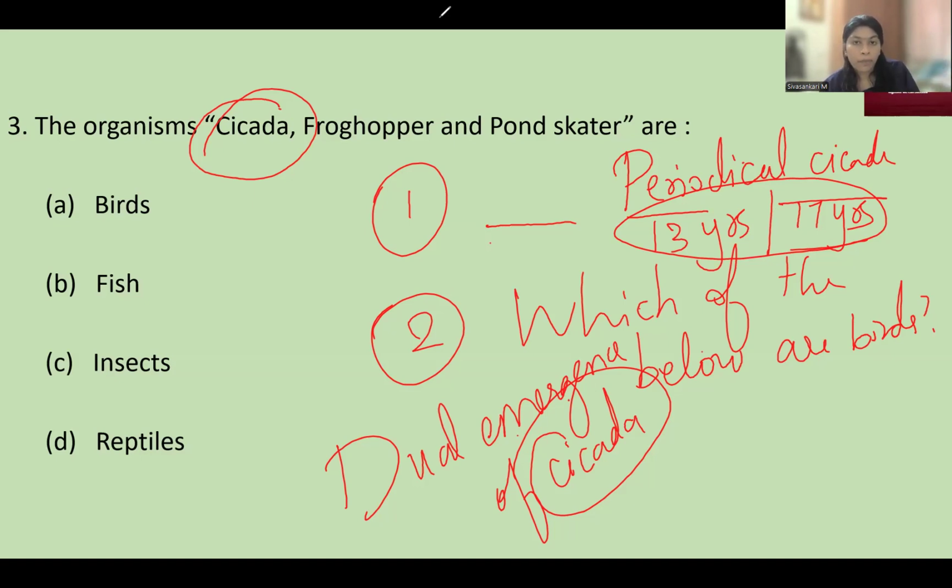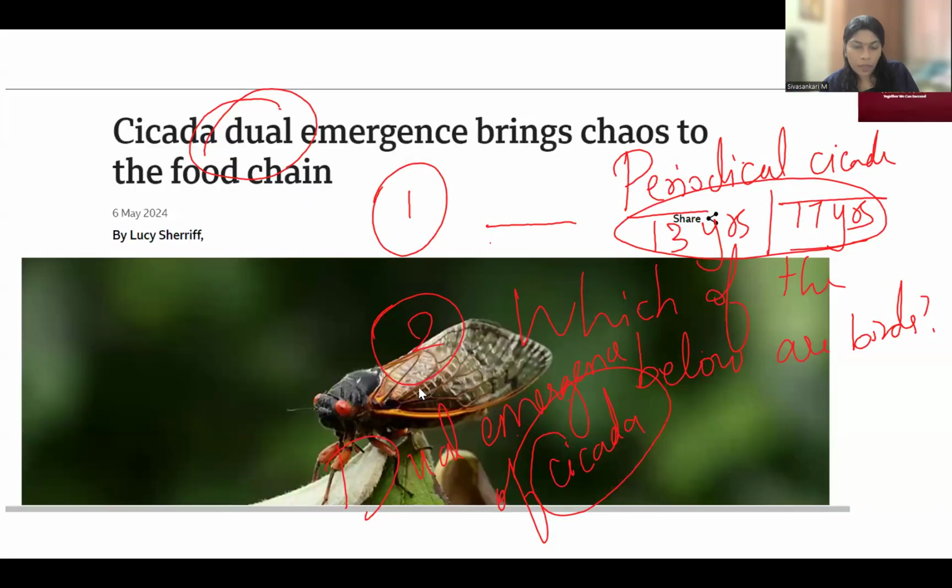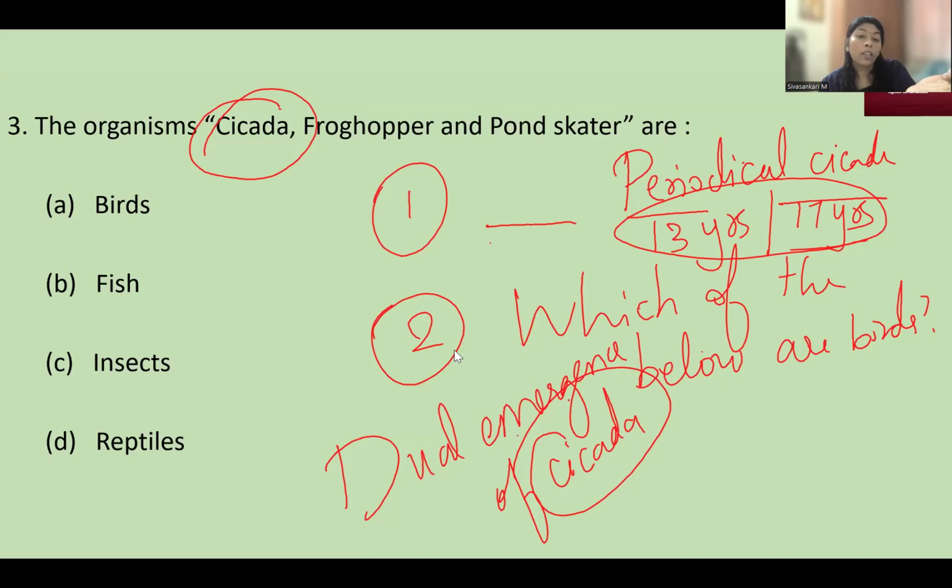See, I'll show that for you. Can you see this? Cicada dual emergence brings chaos to food chain, and they have drawn the insect picture. So if you would have read this news, you would at least have seen this insect. Now do you know what the answer is? It is C.